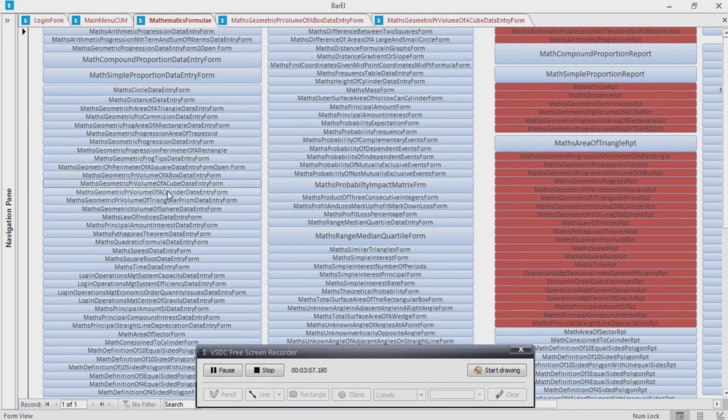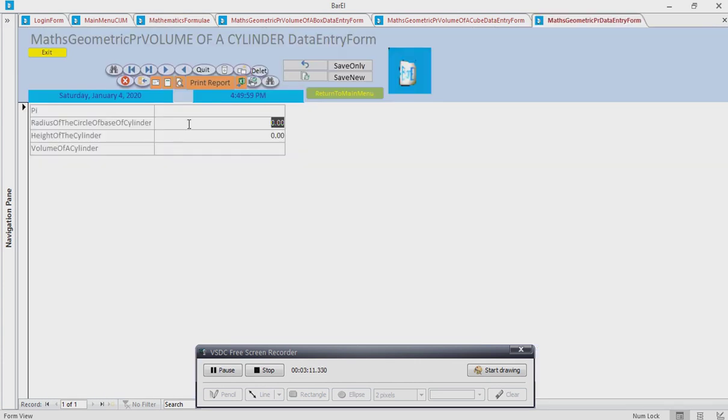Volume of a cylinder. If the radius of the circle at the base of the cylinder is 10 and the height is 15, then the volume of the cylinder is 4,710.